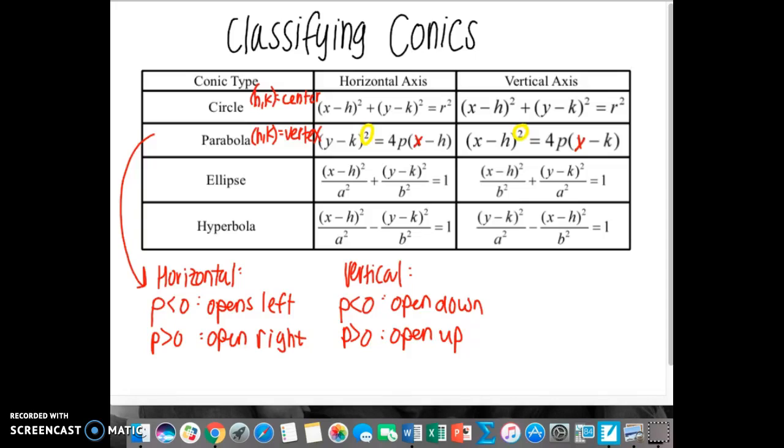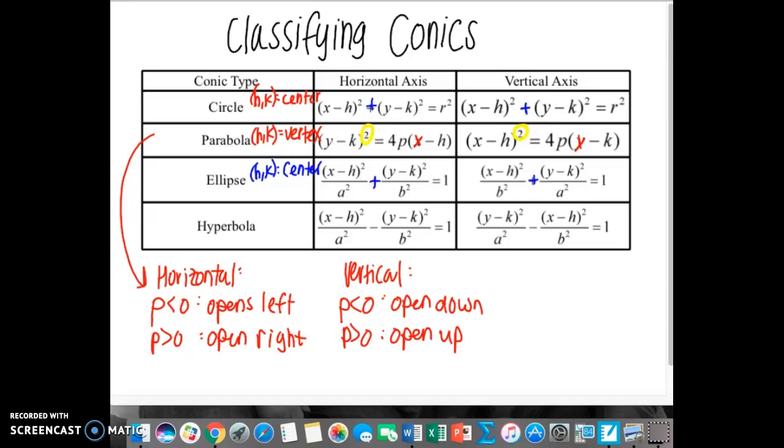So next, let's talk about an ellipse for a little bit. With ellipses, the biggest thing to remember is that there's a plus in between. A good way to remember that is because when you graph an ellipse, it looks very similar to a circle. Circles have a plus, so ellipses also have a plus because they look very similar when you graph them. Again, the h, k represents the center of the ellipse.